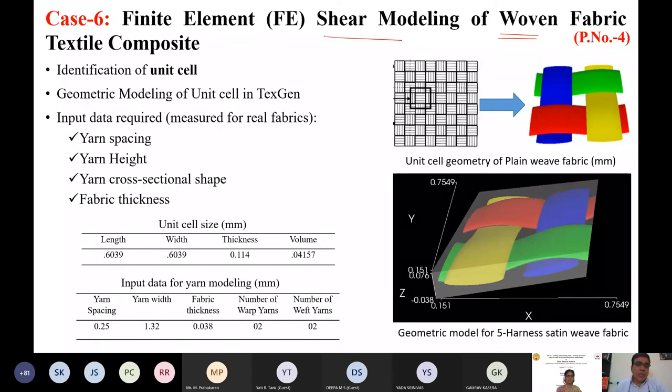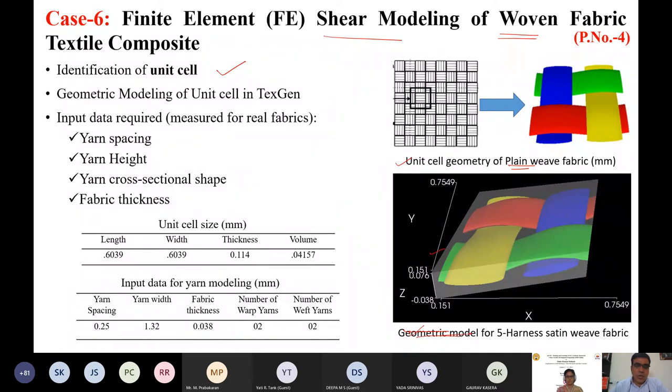In shear modeling, following the same phenomena, you have to form the unit cell, whatever you identified. So what you identified is a unit cell of plain weave. And if you have plain weave or the five harness satin, whatever you identify, you identify that. This is wrongly written, I think. This is a plain weave.